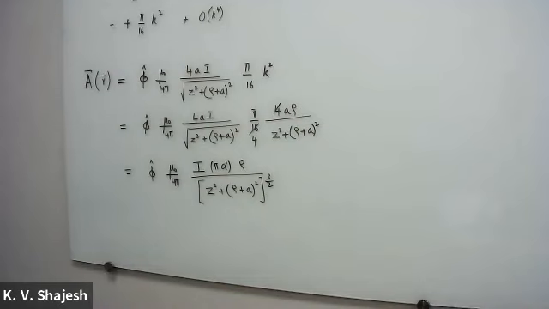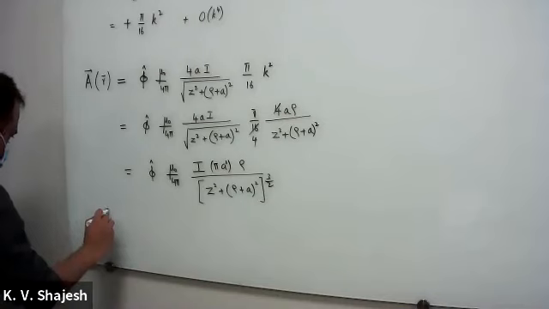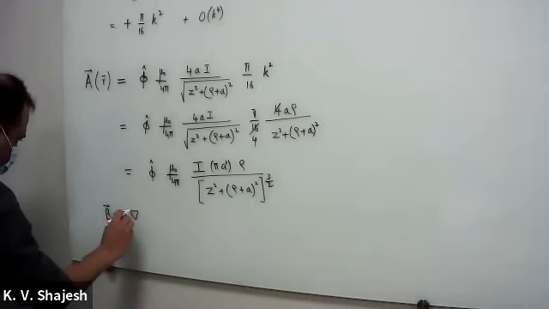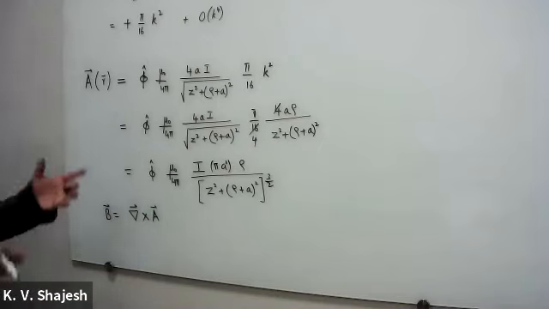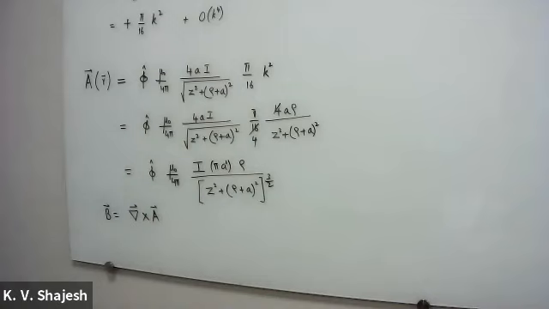And now let's try to calculate B is equal to del cross A. Again, all this is true only close to the axis, but now it is much more tractable expressions here.